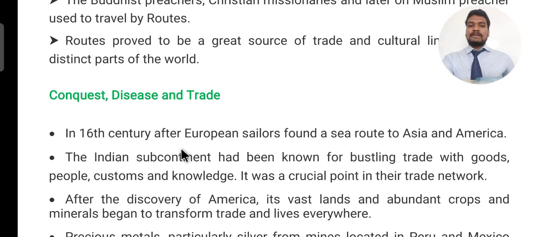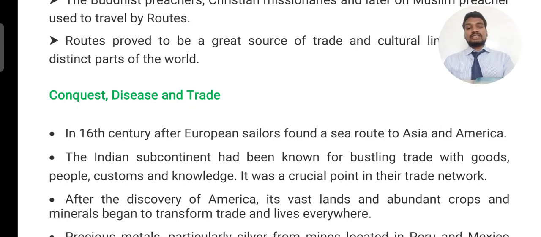So in the 16th century, after European sailors found a sea route to Asia and America, the Europeans were the first people who got introduced to many different places on the earth's surface. They found a sea route to Asia and America. They found a sea route to America, then they introduced it as America, then they came to India and the eastern part of Asia.